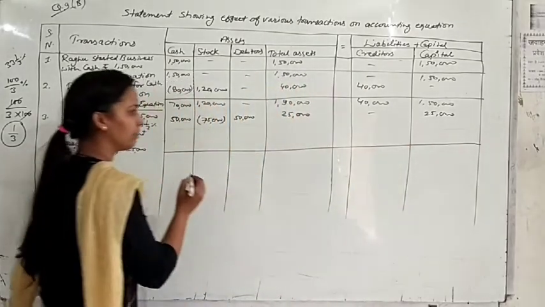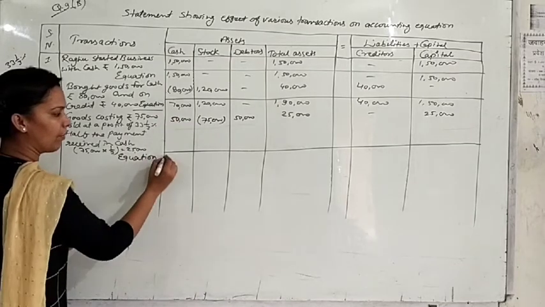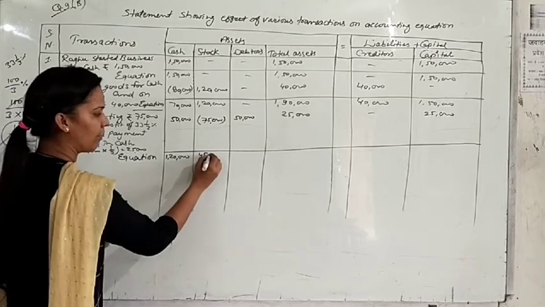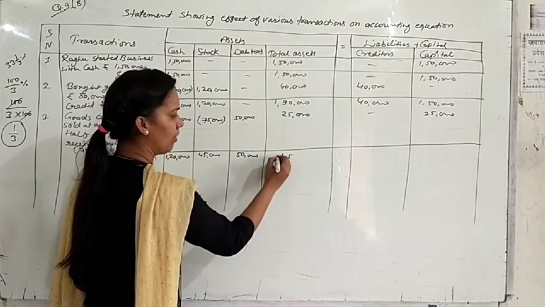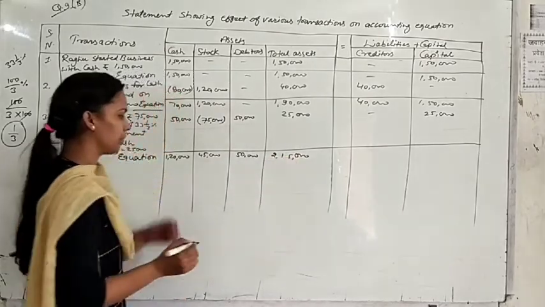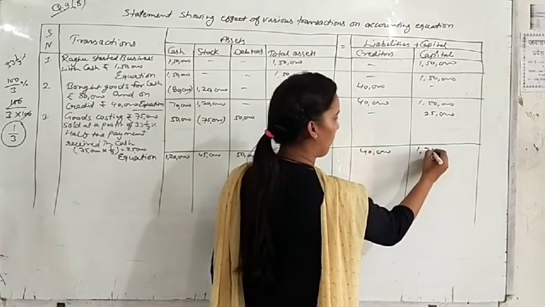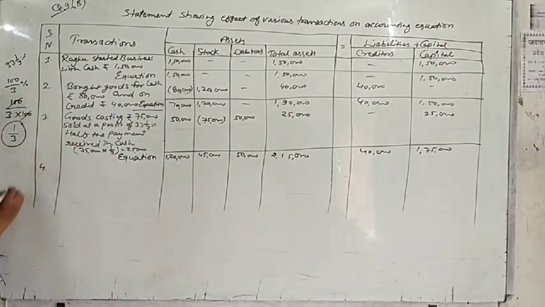Equation after this: 70 plus 50, it is 1,20,000. 120 minus 75, it is 45,000. Debtors 50,000. 190 plus 25, it is 2,15,000. Creditors 40,000, and capital 1,75,000. Okay. Let's see the fourth transaction. Goods costing 10,000 rupees, sold for 12,000 on credit.